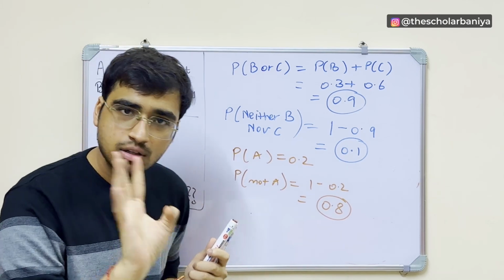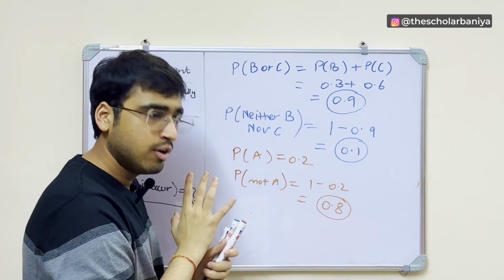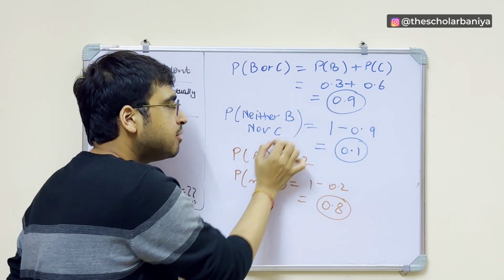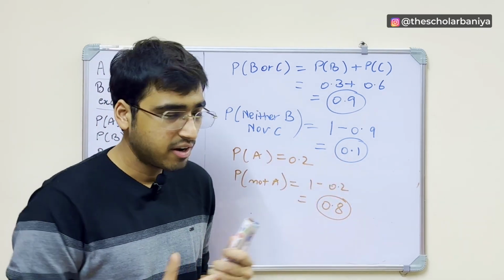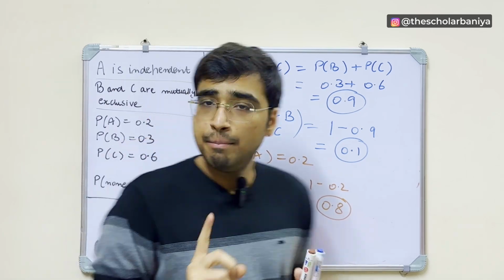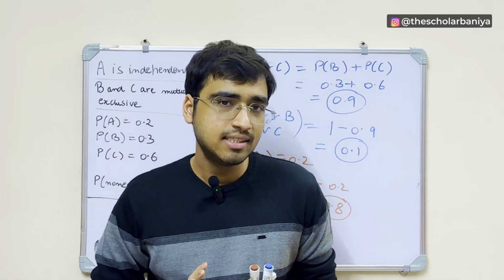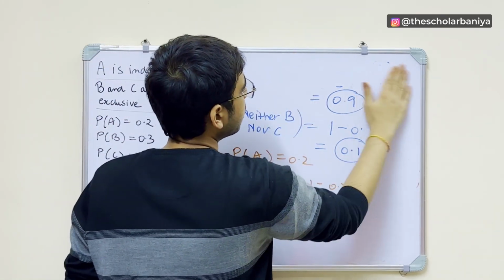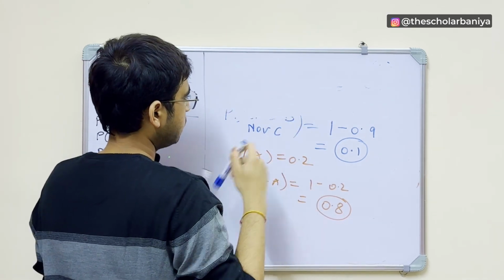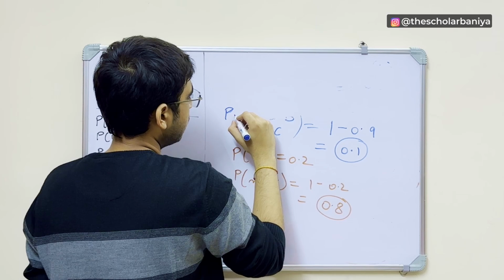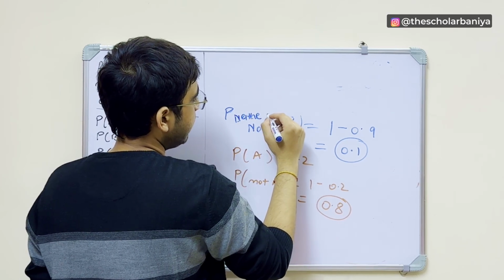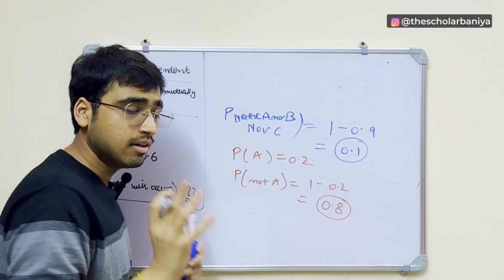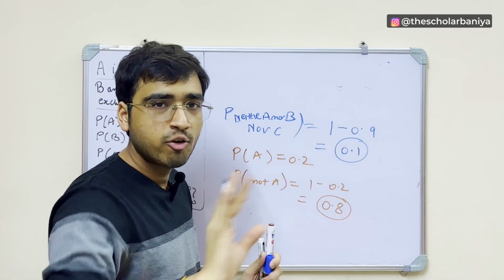So we have come up with two things till now. Probability of A not happening, or A doesn't happen, that is 0.8. Probability that neither B nor C happens is 0.1, right? Okay. Now tell me one more thing. Because we know that A is independent of B and C, right?